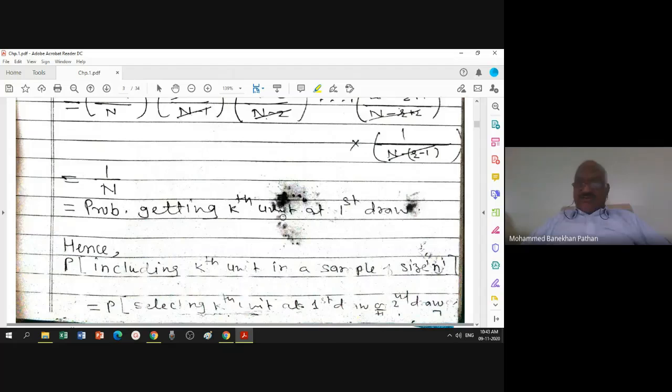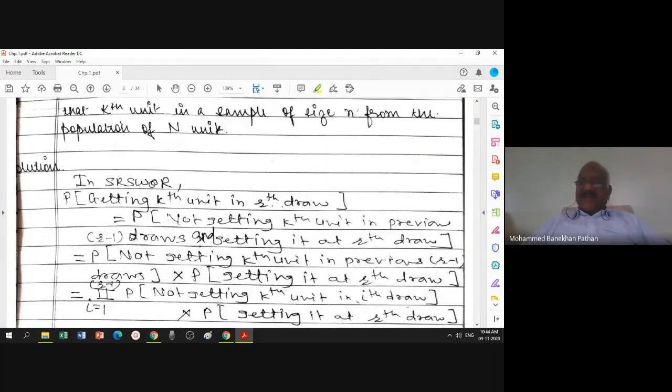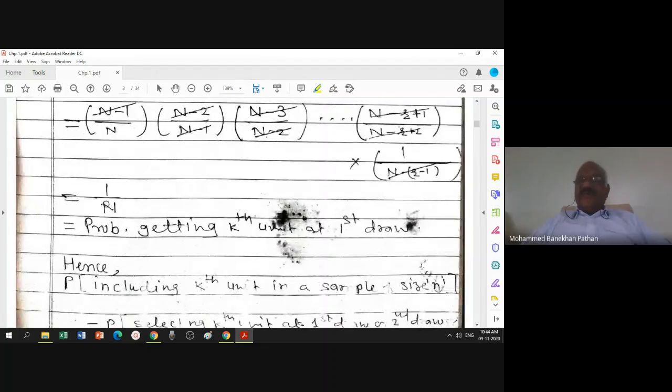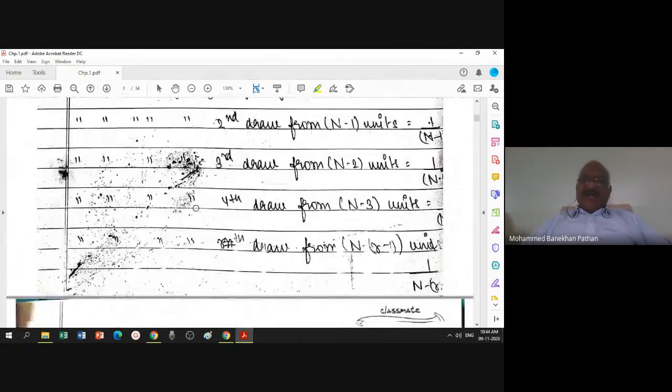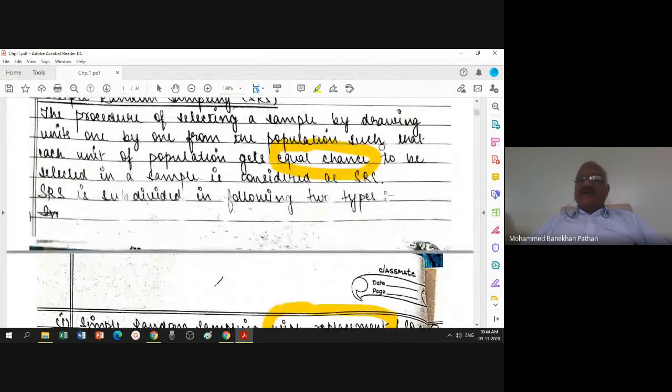So what does this proof say? Under without replacement, the chance of selecting any specified unit at any specified draw is the same as selecting it at the first draw. So according to the definition, what is SRS? It is a method which provides equal chance for each and every item to be selected in the sample. That is SRS.